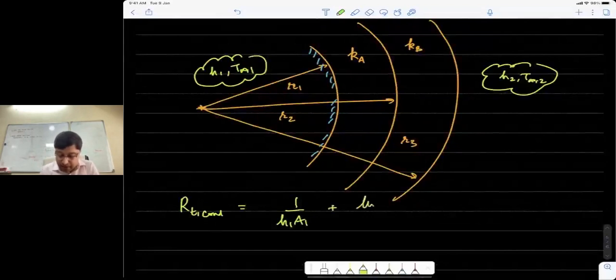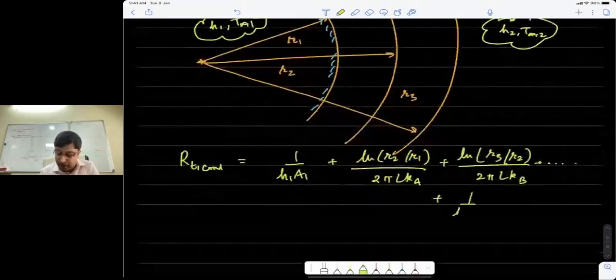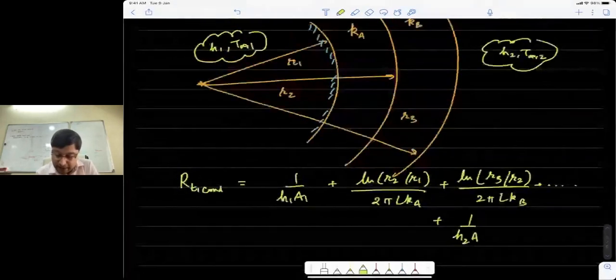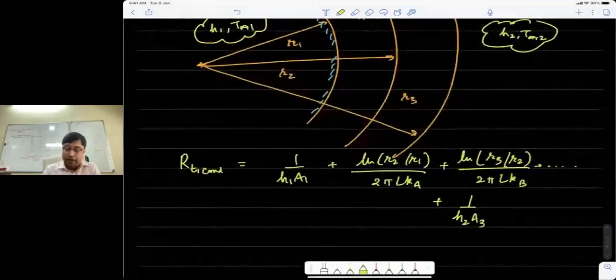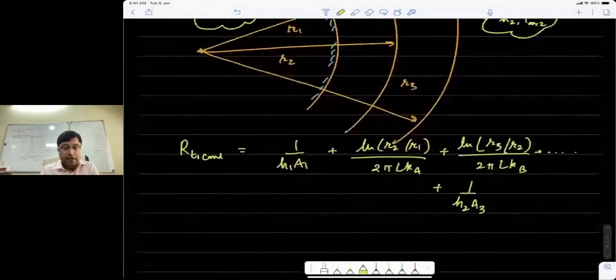Plus, we'll have the resistance now, which will be ln(R2/R1) by 2πLKa, plus ln(R3/R2) by 2πLKb. We can have as many as you want, plus maybe 1 by H2A3 for now. If we don't have any more cylinders, then this would be 1 by H3A3.